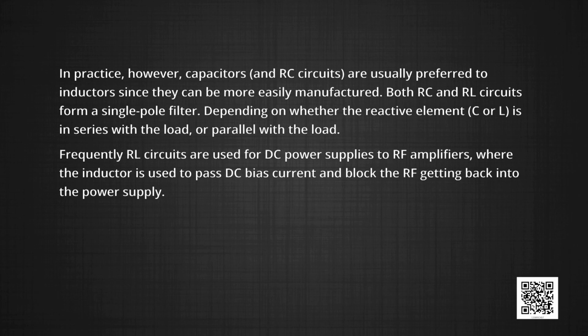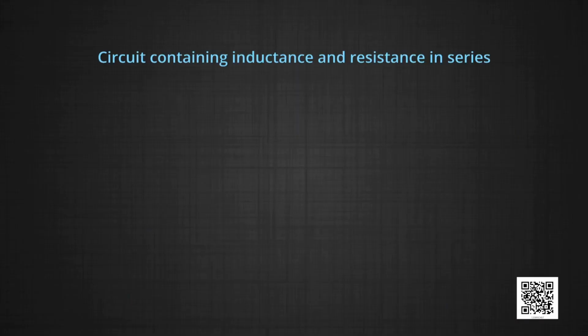Frequently RL circuits are used for DC power, and they are also used in RF amplifiers, where the inductor is used to pass DC bias current and block the RF from going back into the power supply. Now, here we will start with a circuit containing inductance and resistance in series.